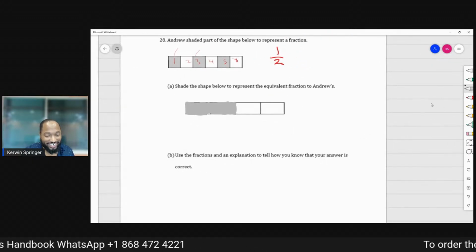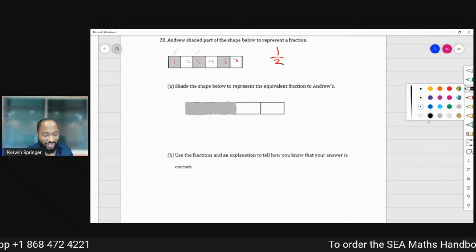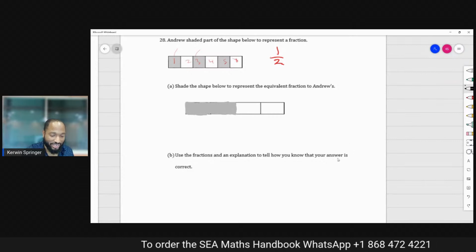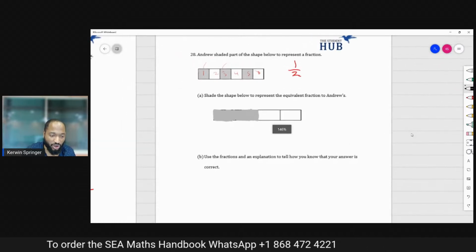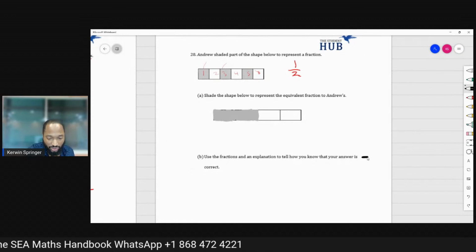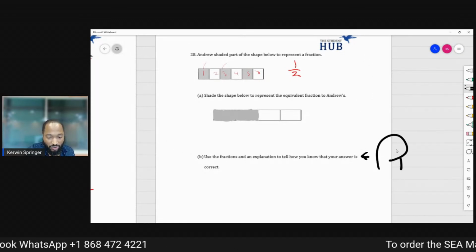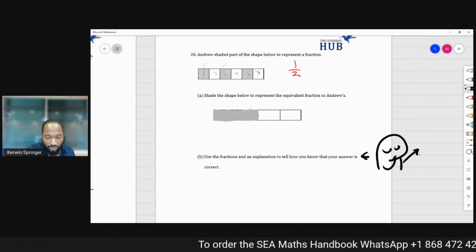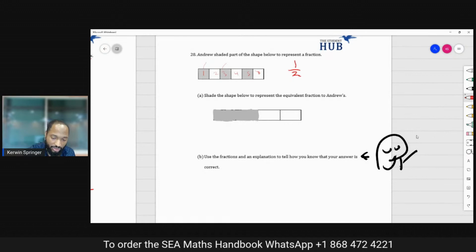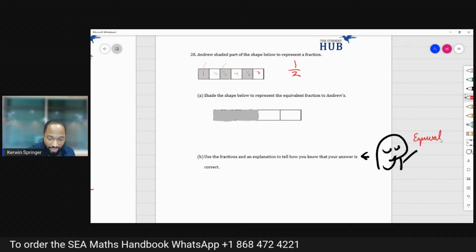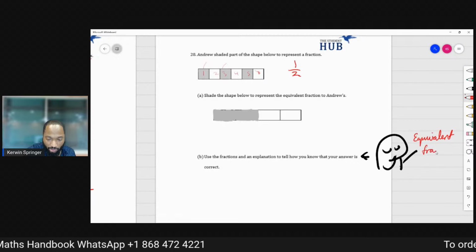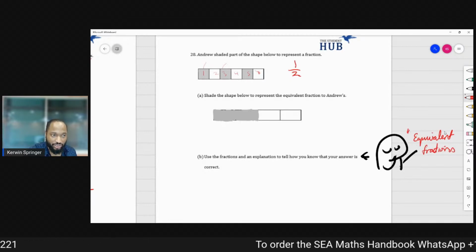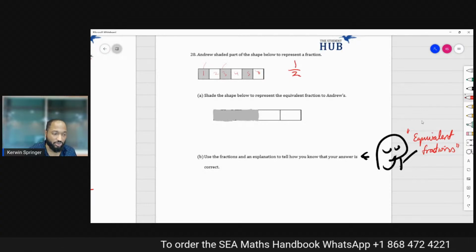Use the fractions and an explanation to tell how you know what your answer is. The key word you want to use, because they want you to make an explanation, is equivalent fractions. How many of you remember when your Miss or your Sue was teaching you about equivalent fractions? That's the key word to use. Key word to use is equivalent fractions.